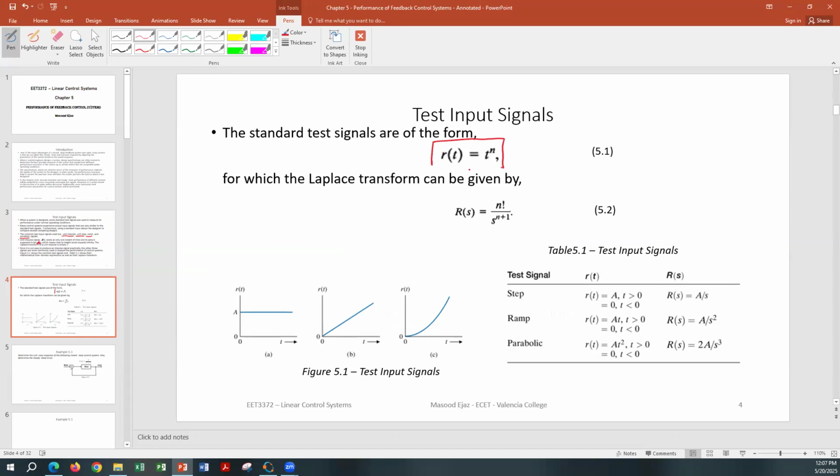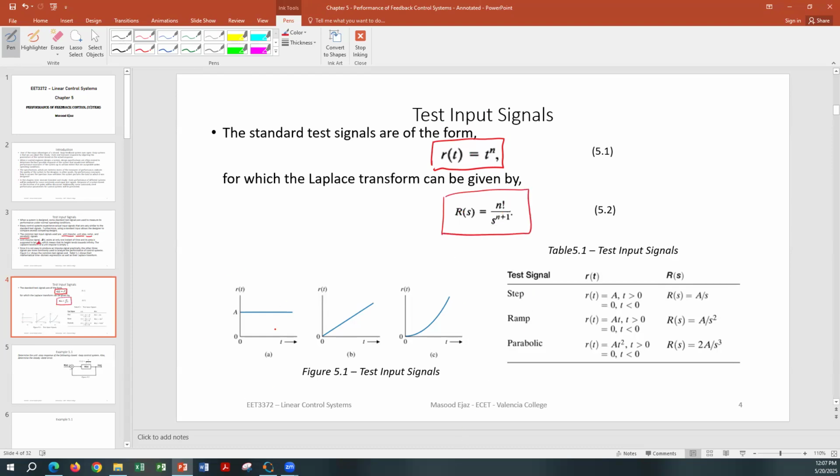So standard test signals have the form input is equal to t to the power n. N can be 0, 1, 2, 3, 4. When n is equal to 0, it becomes a step signal. And n is equal to 1, it becomes a ramp signal. N is equal to 2, it becomes a parabolic signal, and so on and so forth. And the Laplace transform is simply given by n factorial over s to the power n plus 1.